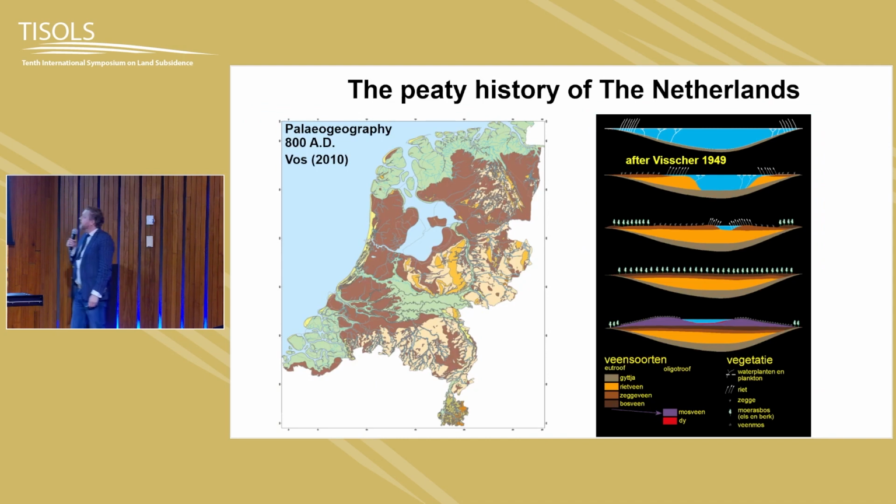So we have a lot of peat in the Netherlands. This is a map from Peter Vos showing the amount of peat that we had just before the cultivation of the peatlands, so let's say 1,200 years ago. Everything that's in brown in the west and in the north of the country, that's all peat. And we're currently somewhere here in Delft in the peatlands.